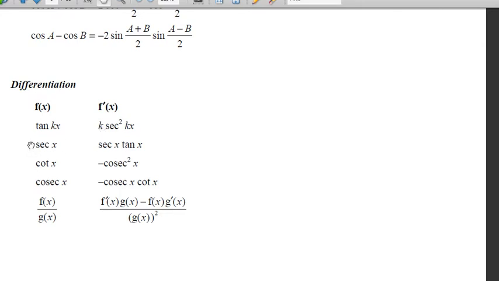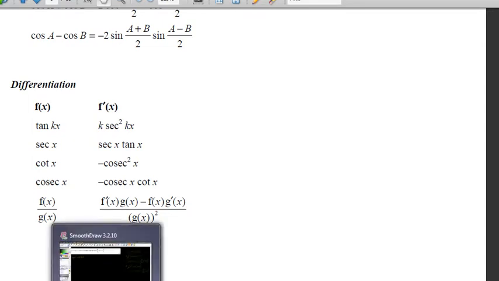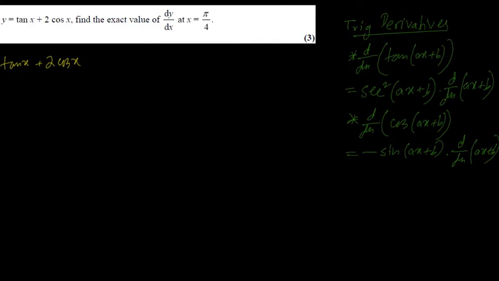You have the higher ones: sec theta is sec tan, cot theta is minus cosec squared theta, cosec theta is this, and you also have the quotient formula, u by v. So that's what you have in C3. Remember that these are the formulas that will be given. Derivatives of sine and cos will not be given, so it's highly recommended that you memorize these, but these other things you might not need to memorize. Okay, so let's get back to the sum.